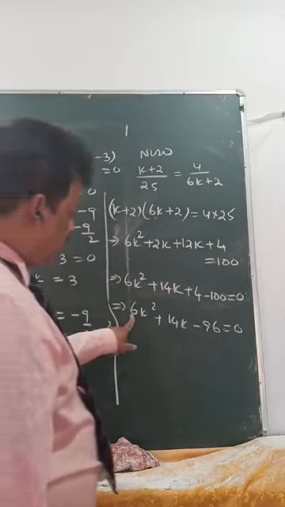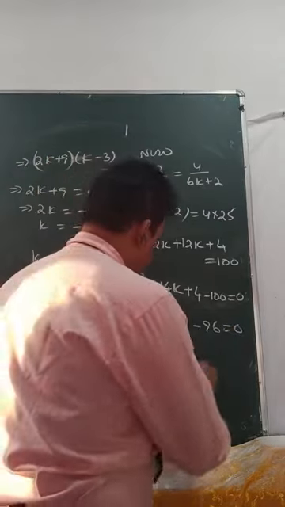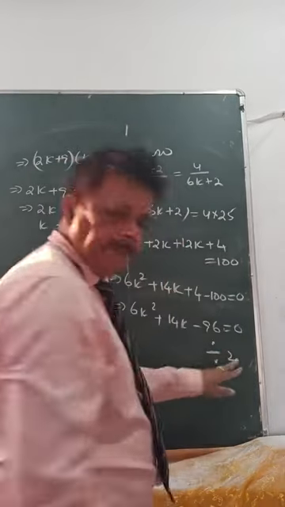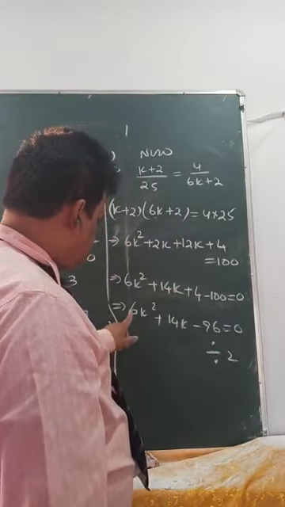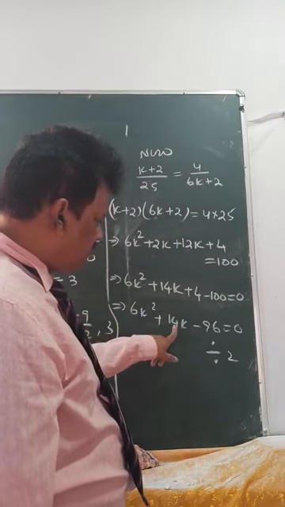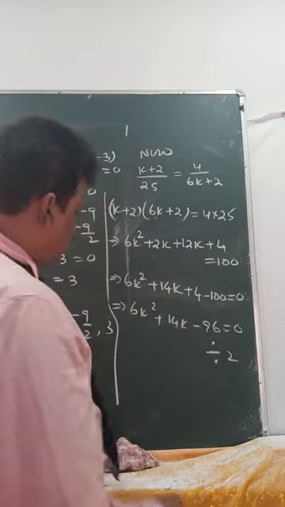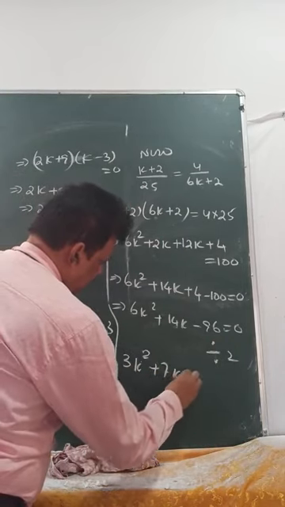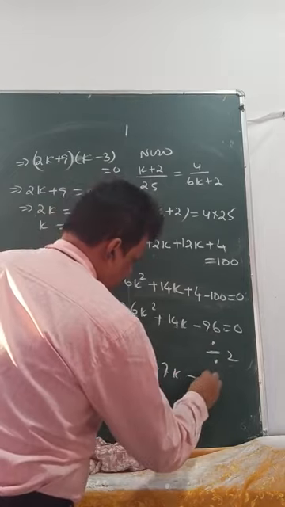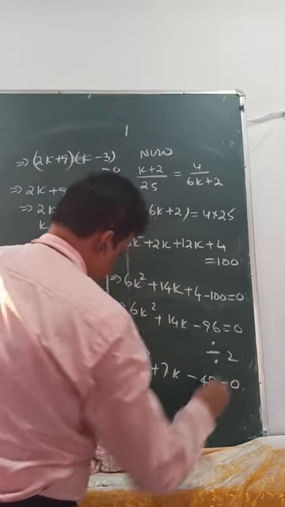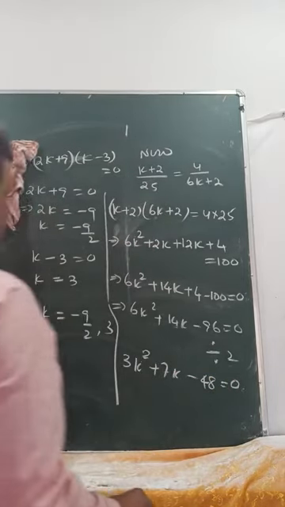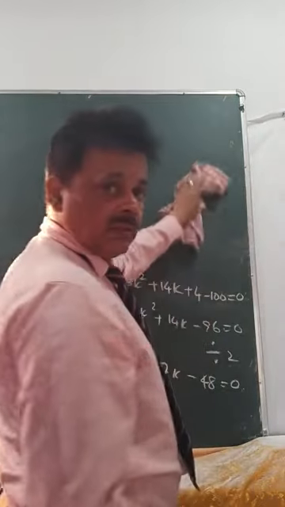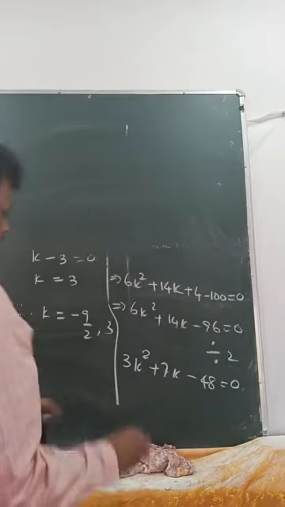Look, these three numbers are divisible by 2, so it will be easy for us if we divide by 2. This is divisible by 2, this is divisible by 2, this is divisible by 2. So you are getting 3k square plus 7k minus 48 equals 0. Okay, splitting it down. Splitting the middle term.